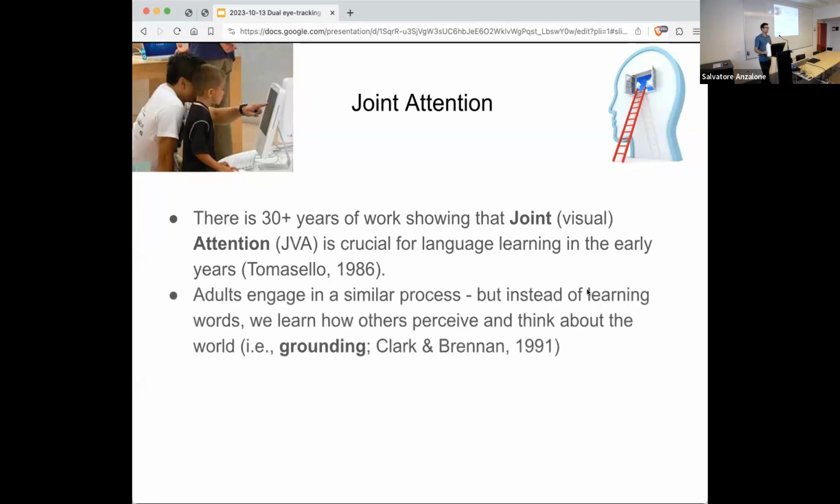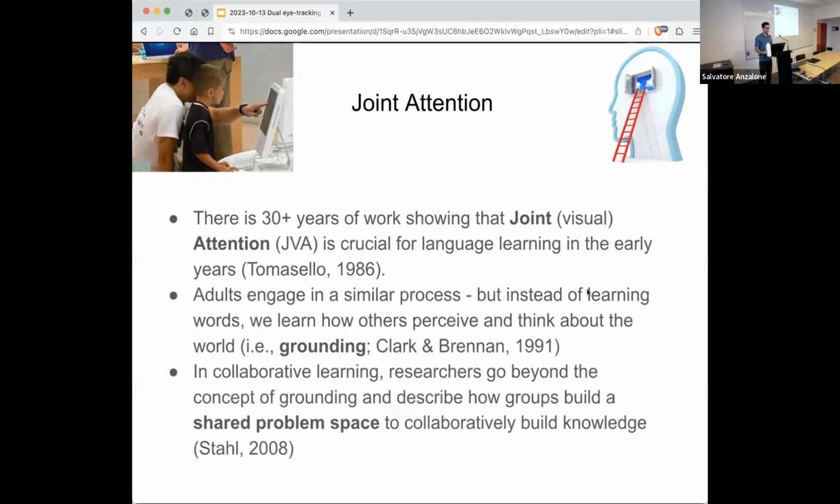It turns out that adults engage in a similar process, but instead of learning words, we learn how others perceive and think about the world. This is a process known as grounding in communication. Basically, people are trying to build a common ground to make sure that they're talking about the same thing and that they're on the same page.